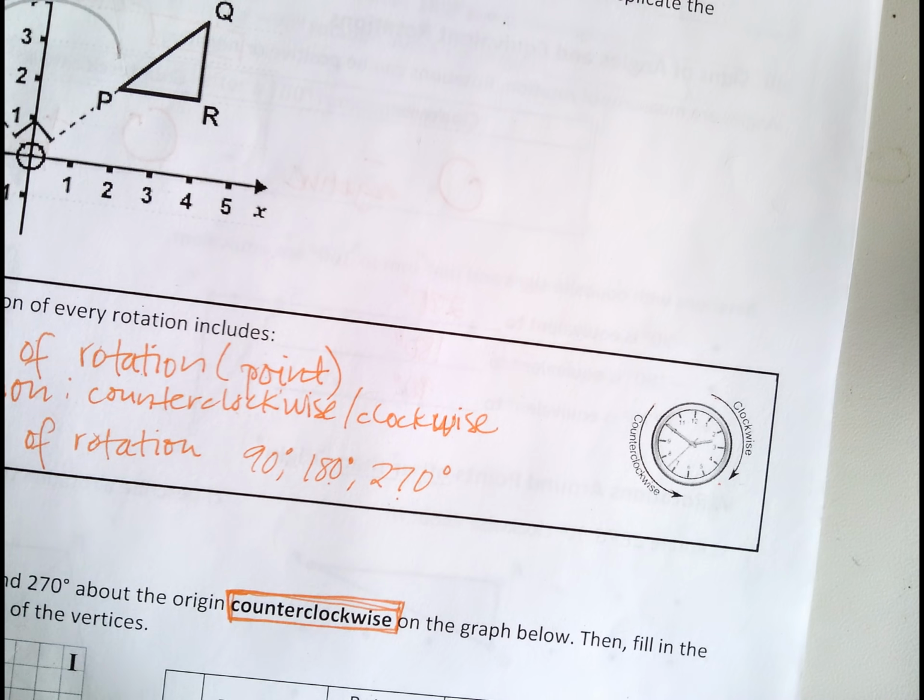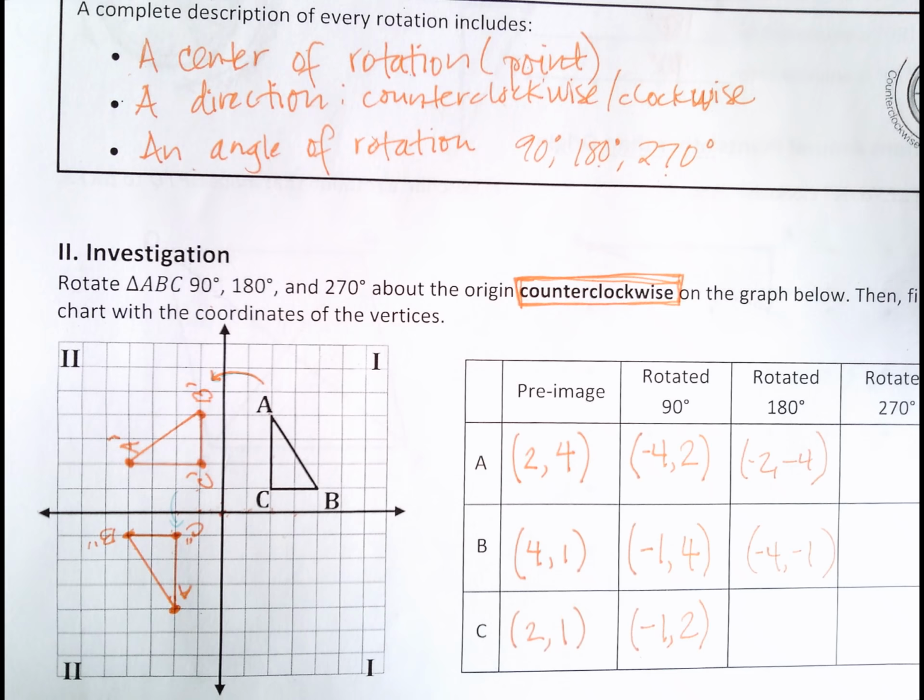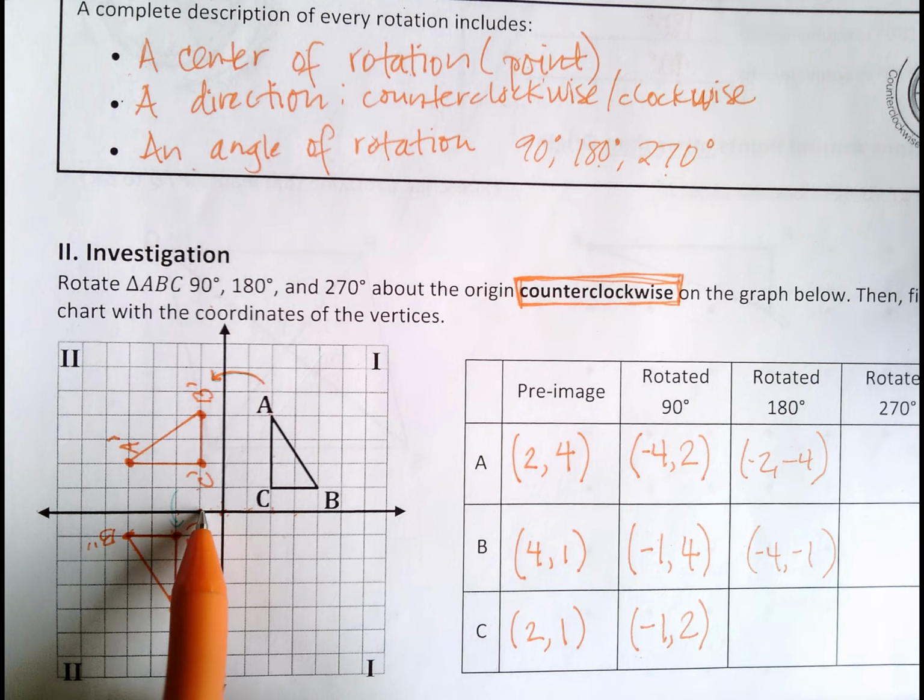Alrighty, so now what are the points for A, B, and C double prime? Based on the fact that I got my graph back to its original position, my A double prime is negative 1, 2, 1, 2, 3, 4. So it's going to be negative 2, negative 4. My B double prime, negative 1, 2, 3, 4, negative 1. My C double prime is going to be negative 1, 2, negative 1.